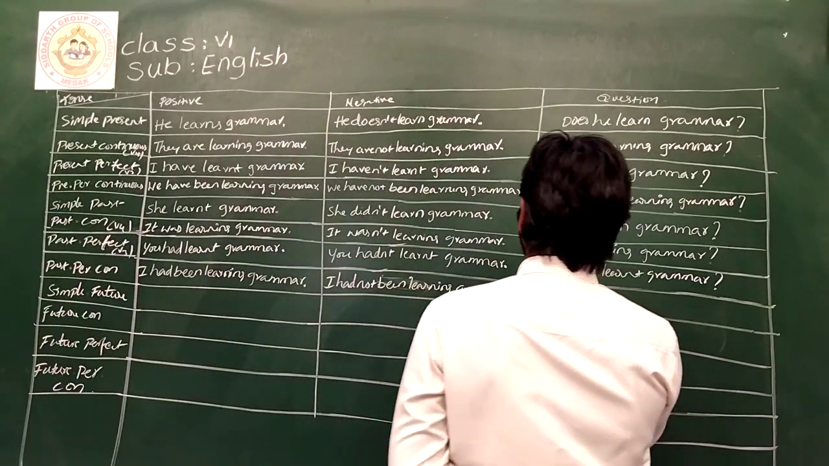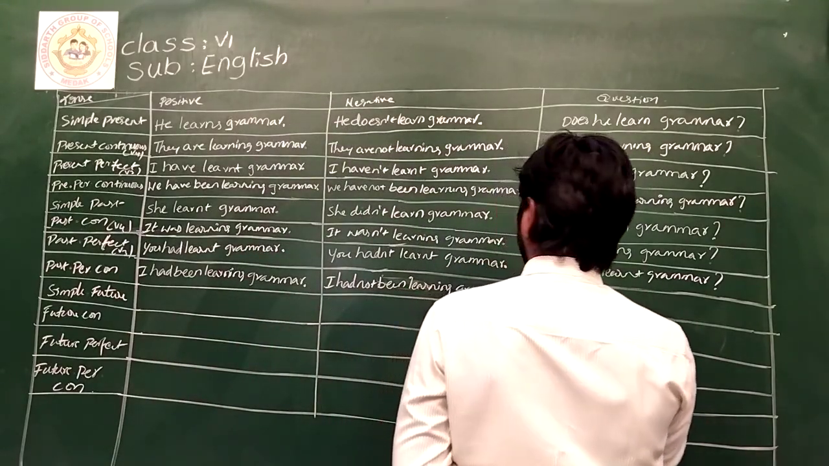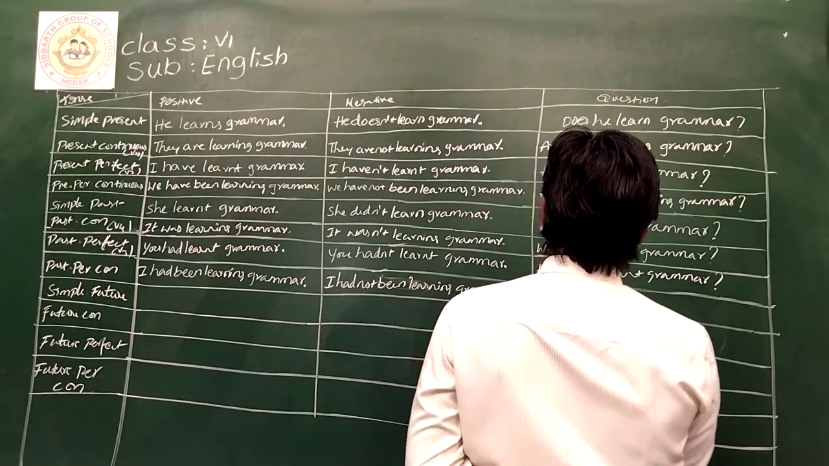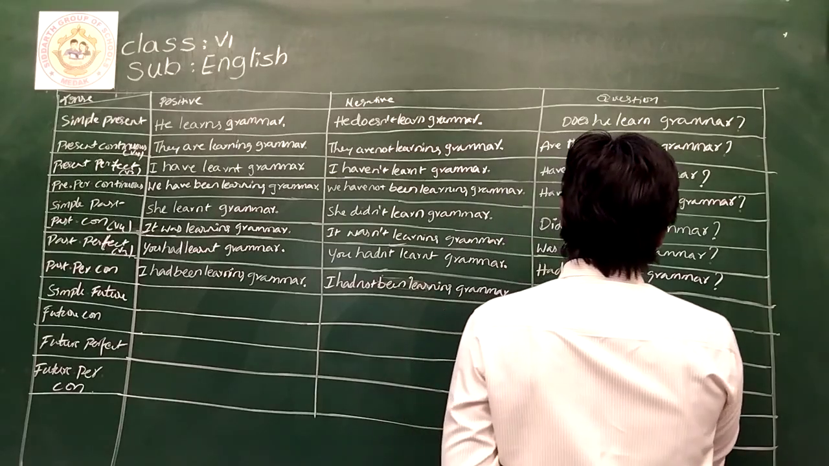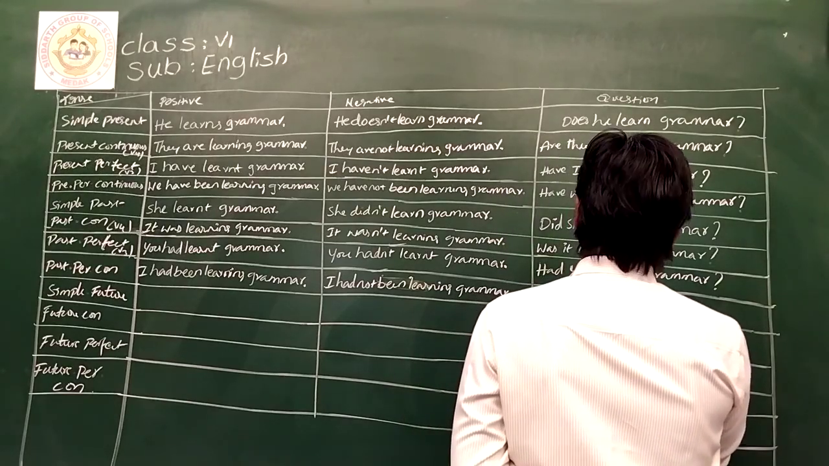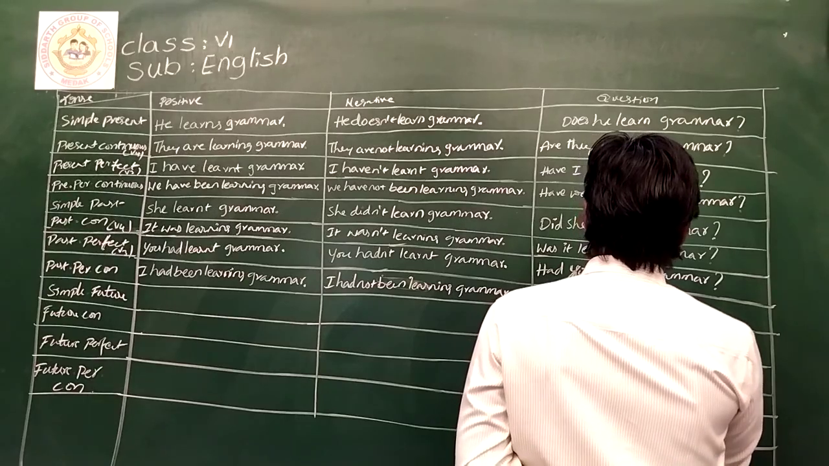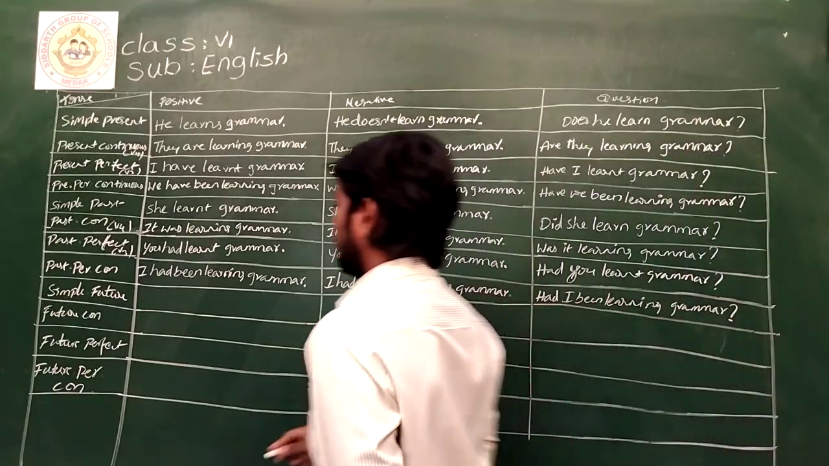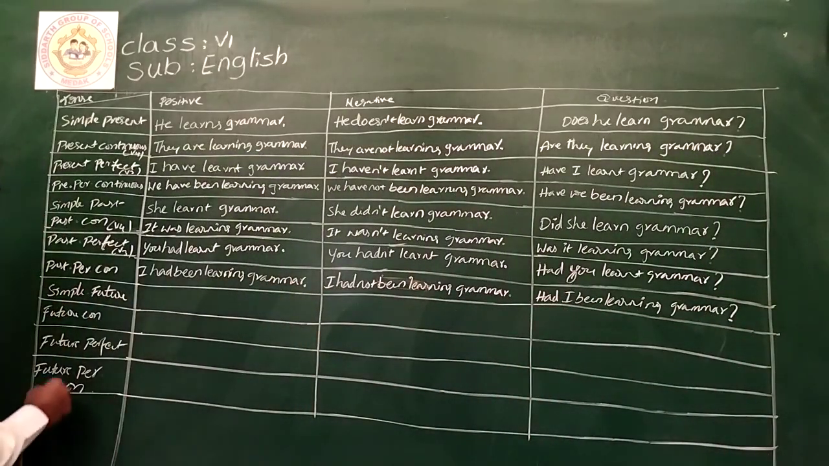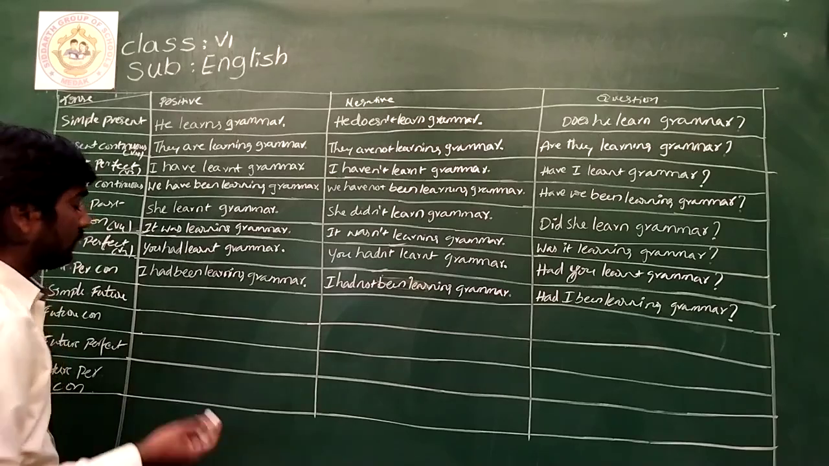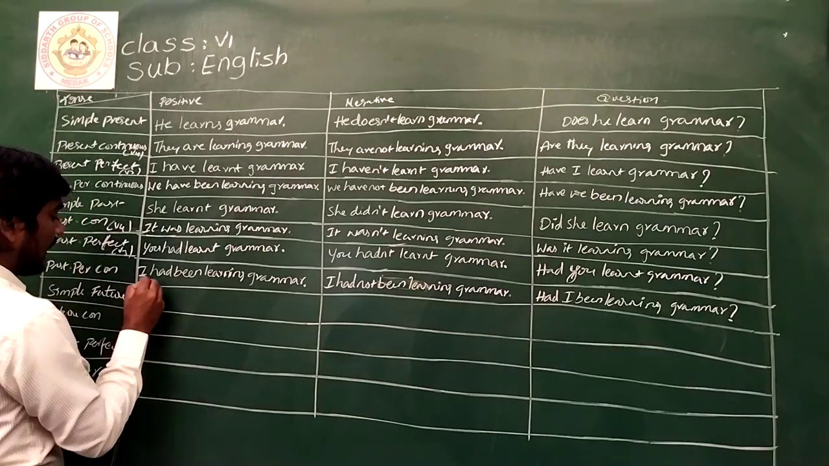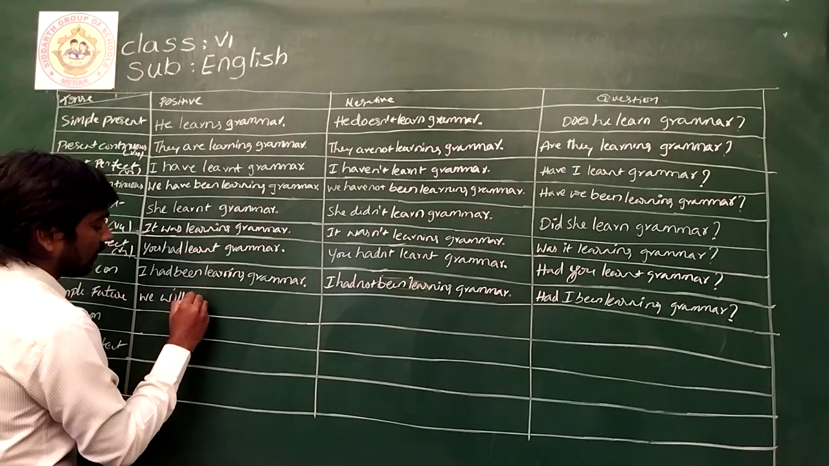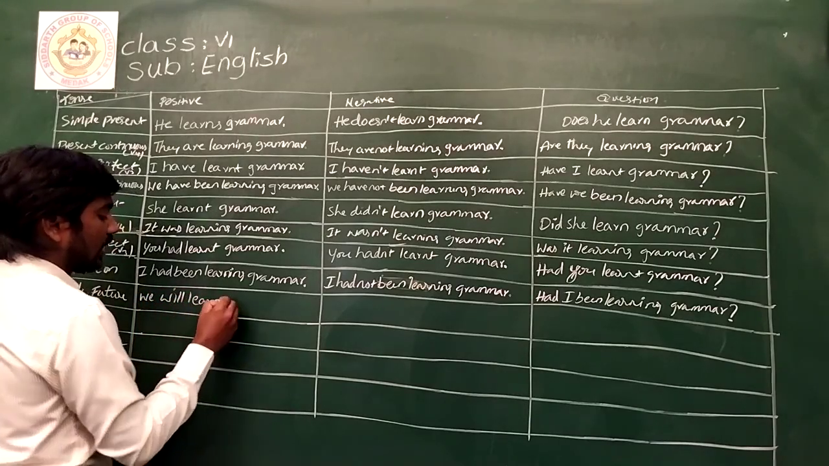So next question form, had I been learning grammar? Finished. Simple future. Subject plus will plus V1. So subject I, we will learn grammar.